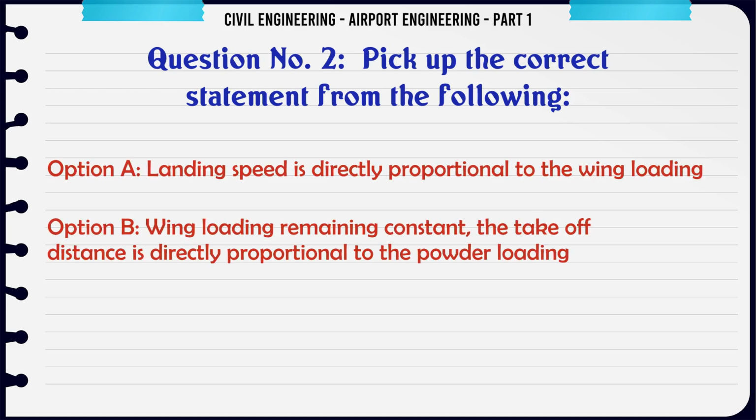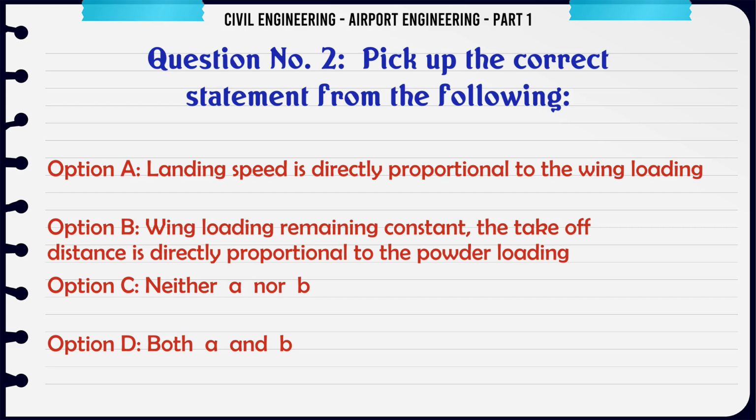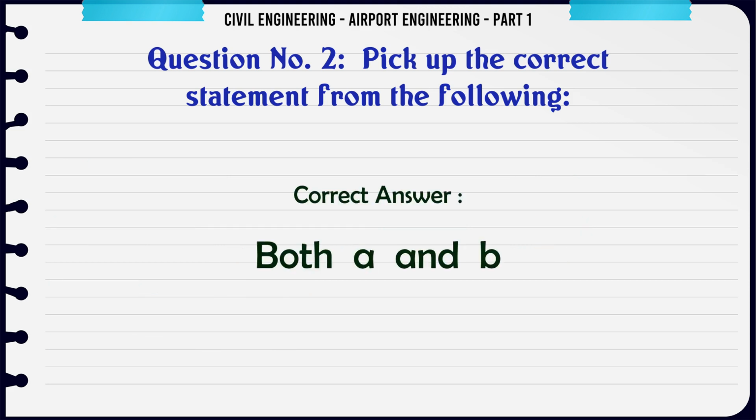Pick up the correct statement from the following. A. Landing speed is directly proportional to the wing loading. B. Wing loading remaining constant, the takeoff distance is directly proportional to the power loading. C. Neither A nor B. D. Both A and B. The correct answer is both A and B.